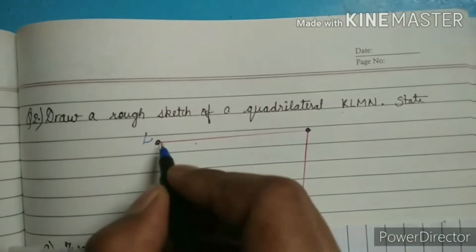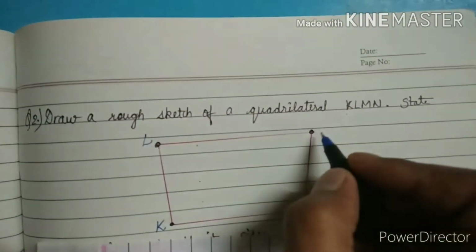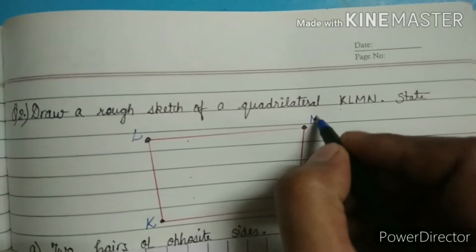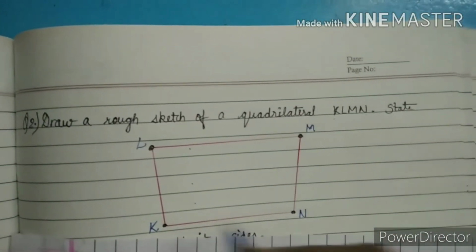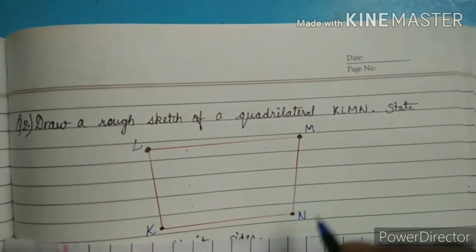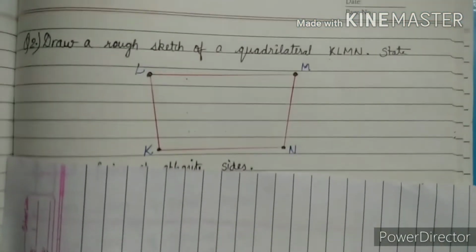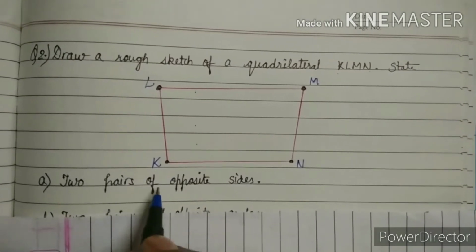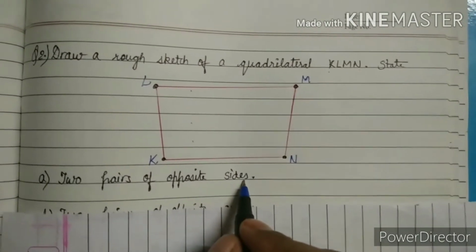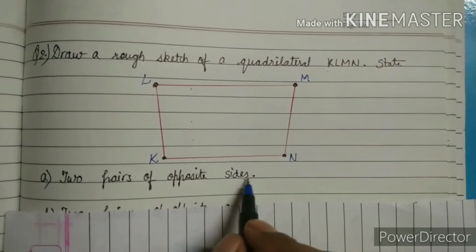After L, when we move from L, which point will come? This point. Then its name is M, and the next point's name is N. Okay, K, L, M, N. Now the first thing they ask us: two pairs of opposite sides.